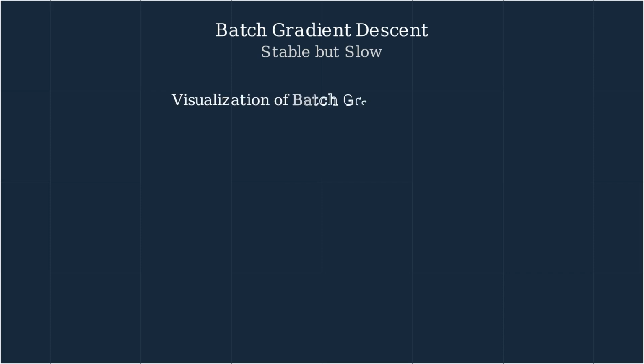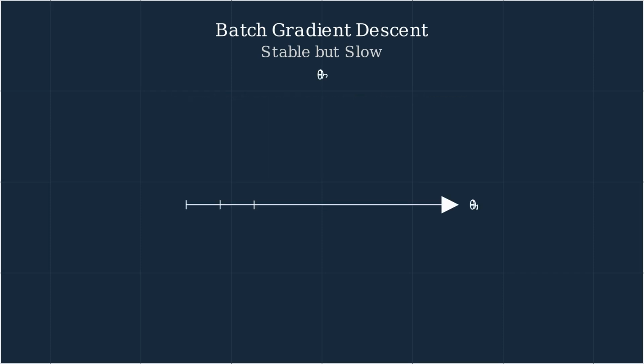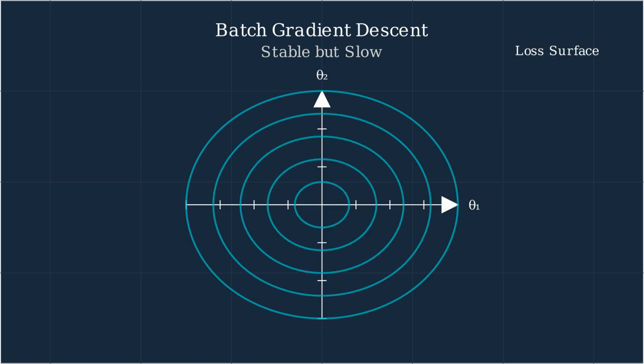Let's visualize how batch gradient descent works on a loss surface. Here's a contour plot representing a loss function. The center represents the global minimum we're trying to reach. The batch gradient descent path is characterized by a stable, smooth trajectory towards the minimum. Each point represents a complete pass through all training data.